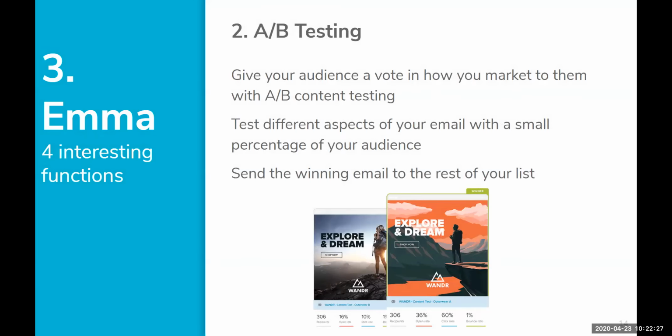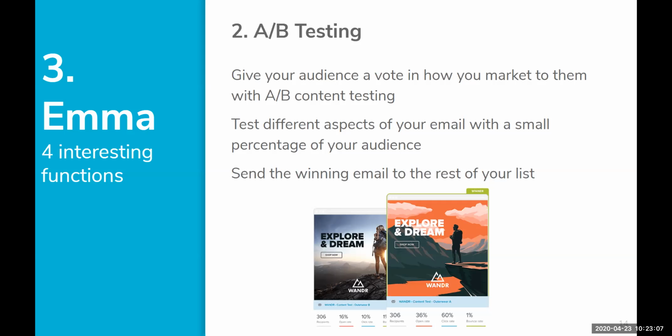So another cool part about Emma is that there's A/B testing. So some of you may have never even heard of A/B testing. It's definitely one of these terms that's thrown around a lot in the email newsletter marketing realm. So A/B testing essentially is giving your audience a vote on how they would like for you as the company to market to them. So you can test different aspects of your email with a small percentage of your audience, and then you can send whatever is the winning email to the rest of your list. So this is super cool and something that I've used a lot in Mailchimp for some of our clients.